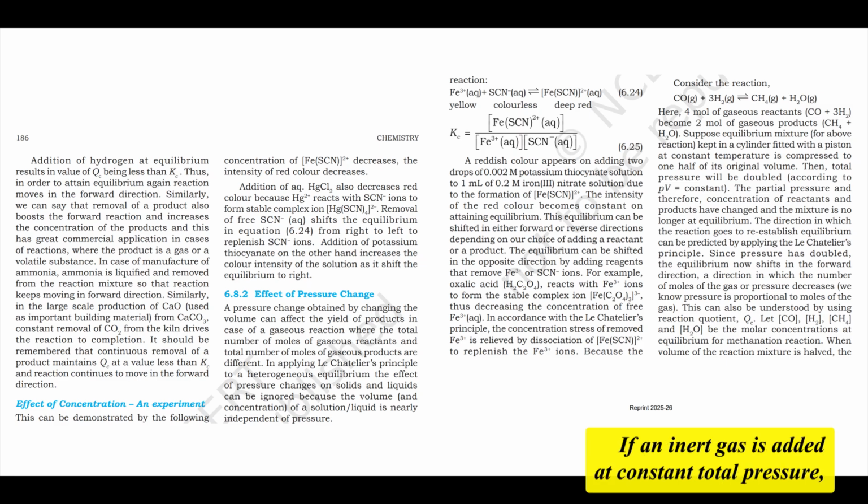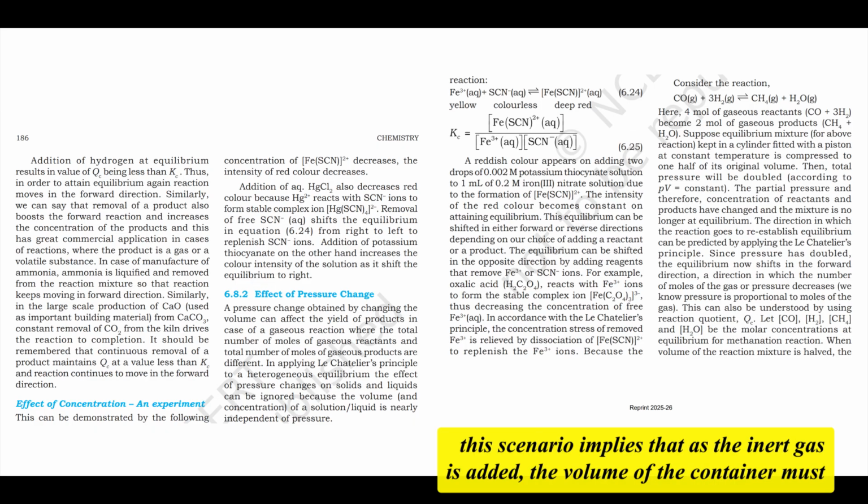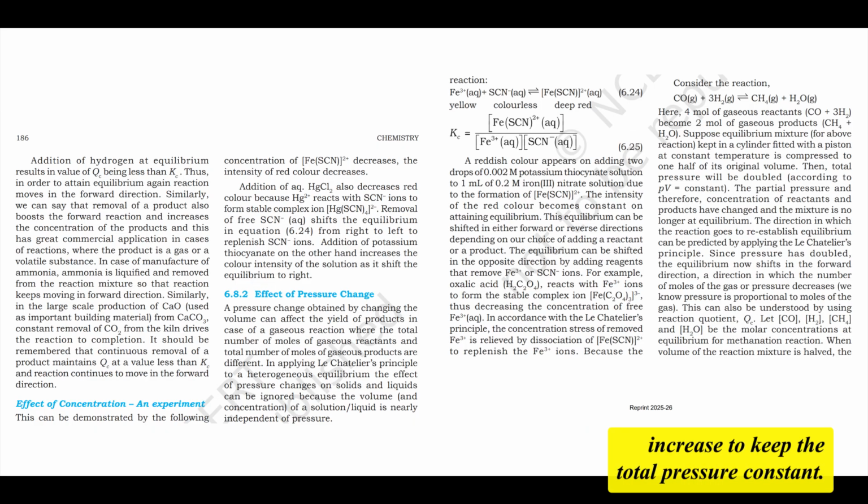If an inert gas is added at constant total pressure, this scenario implies that as the inert gas is added, the volume of the container must increase to keep the total pressure constant. Increasing the volume does affect the equilibrium if the change in moles of gas, Δn, is not zero. An increase in volume lowers the partial pressures of all reactant gases.